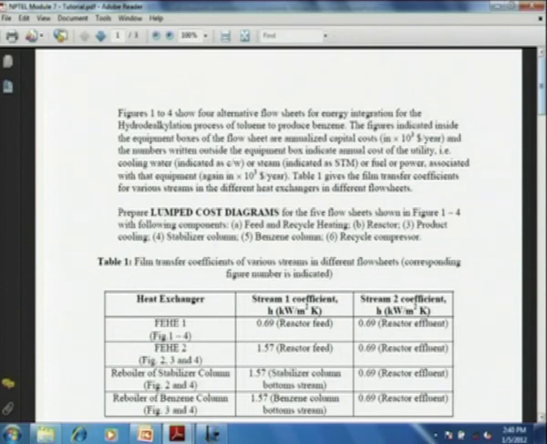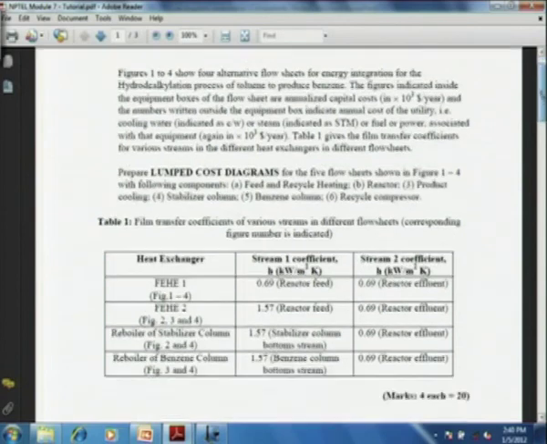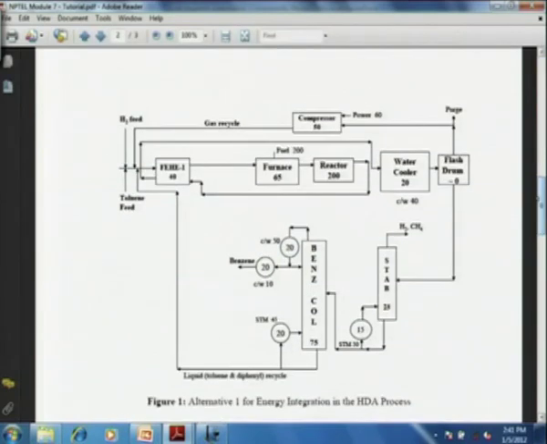We are given a table that gives the film transfer coefficients of various streams in the different flow sheets corresponding to the figure number. Let us first see the flow sheets that we have. The first flow sheet is on your screen. Here we have a reactor, the effluent stream first passes through FEHE, feed to effluent heat exchanger, thereafter it goes to water cooler. So, here we have only one FEHE, and then the fresh feed is heated through FEHE and a furnace.